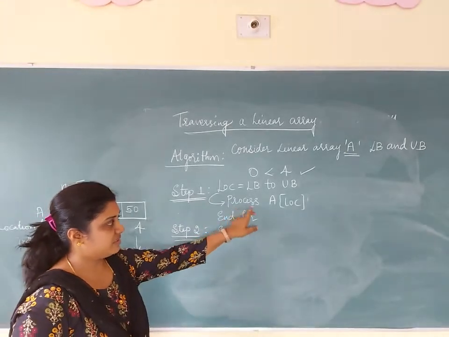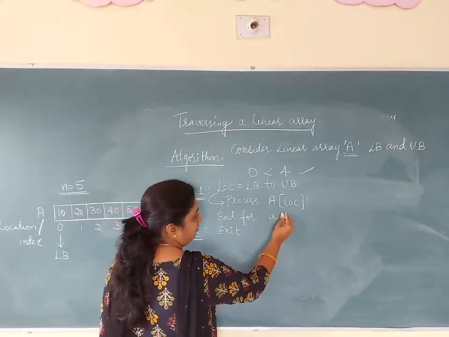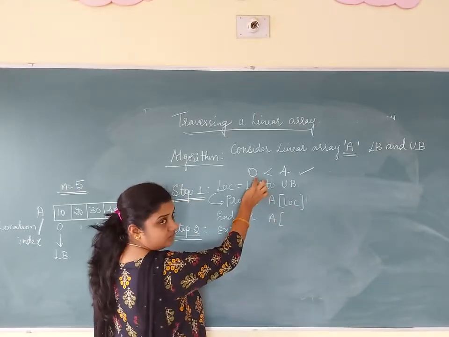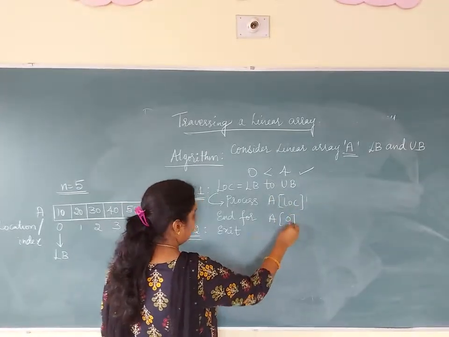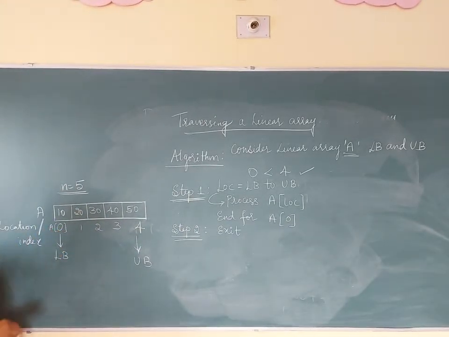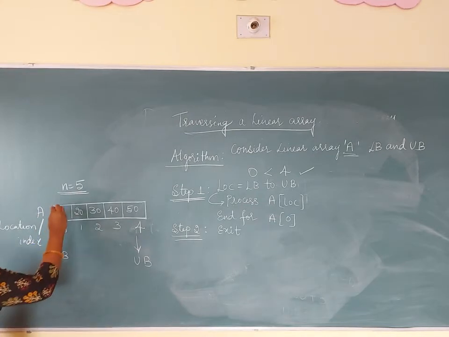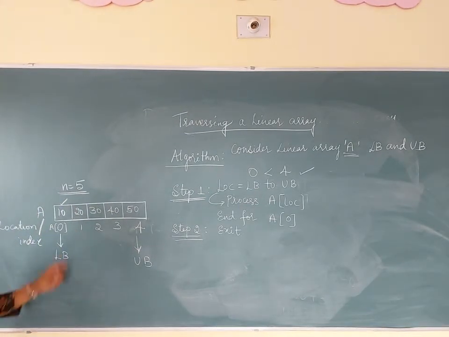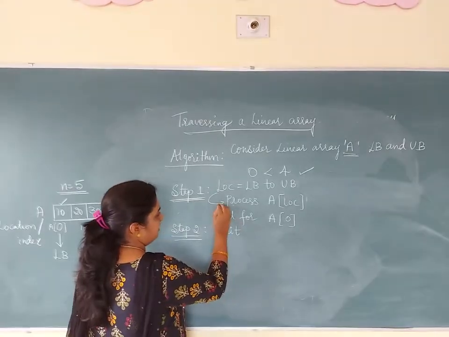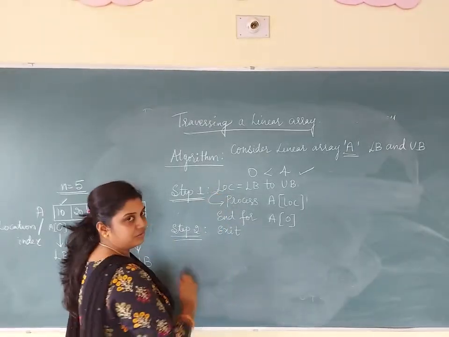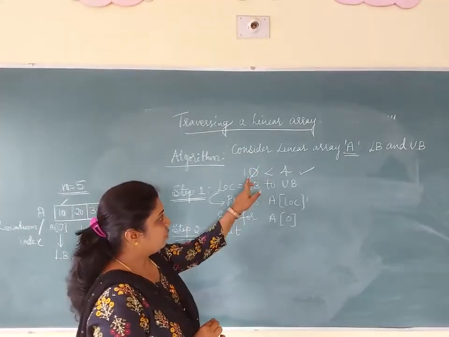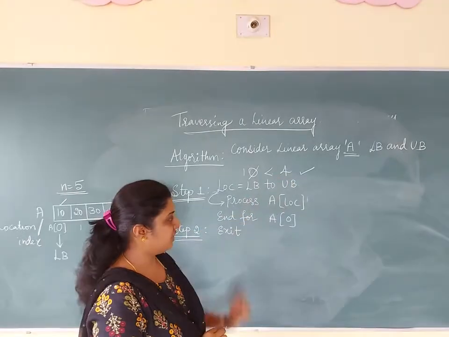Process means A of location. What is my location now? That is 0. See, this is my A of 0. I am having the element 10. I have visited this, or else I have accessed this. Again, it will come to looping. 0 will be incremented to 1. 1 is less than 4. Yes, again the condition is true.